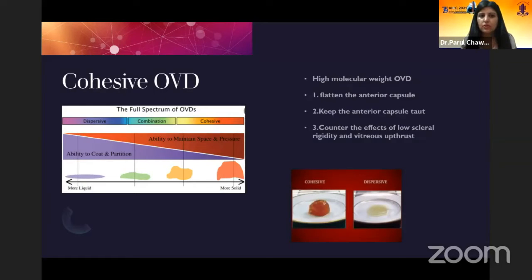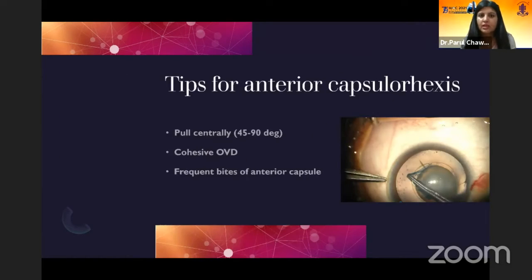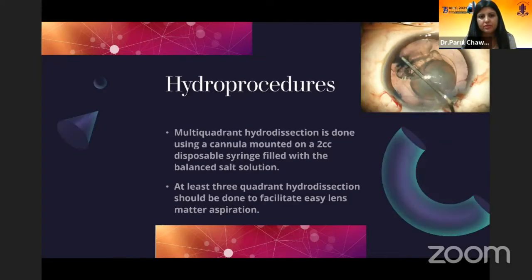A cohesive ophthalmic viscosurgical device should be preferred, a high molecular weight one. This is used to flatten the anterior capsule, keep the anterior capsule taut, and counter the effects of low scleral rigidity and vitreous upthrust. So what are the tips for anterior capsulorhexis? We should always try to pull centrally, use a cohesive OVD, and take frequent bites of the anterior capsule.